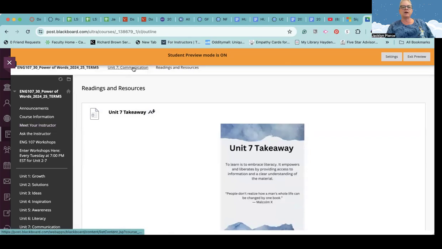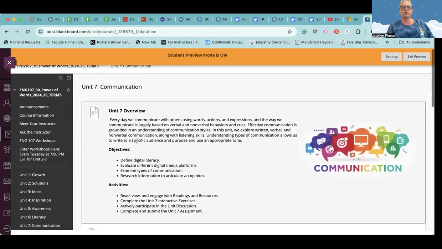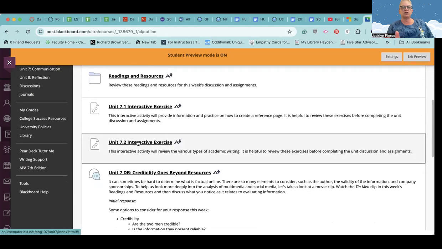All right, let's go to the next item, which will be the interactives. There are 2 this week. The first one is going to focus on creating reference pages. We've already been doing that, but we are going to do it again this weekend with maybe bigger stakes. It's the last big reference page that we're going to be working on. And so that's going to help you with this week's assignment, as well as the 7.2, which is going to review the various kinds of academic writing that we do.